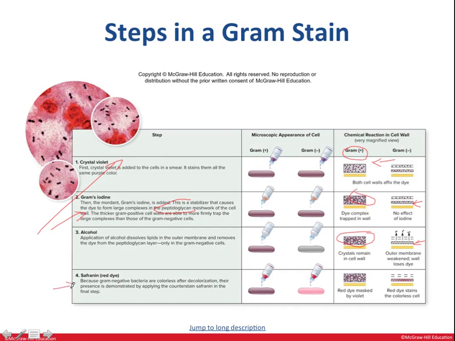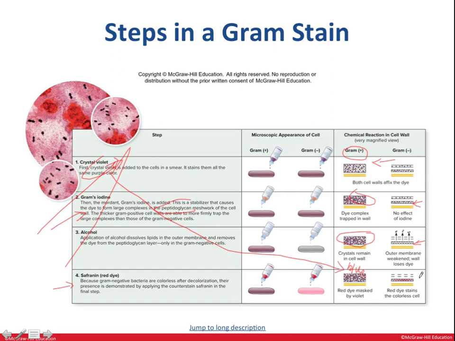So in step 4, we restain the cells with safranin. Safranin is a red dye. Once we add this red dye, it will stain the peptidoglycan. The red reacts with the violet, so they can form a blue color.